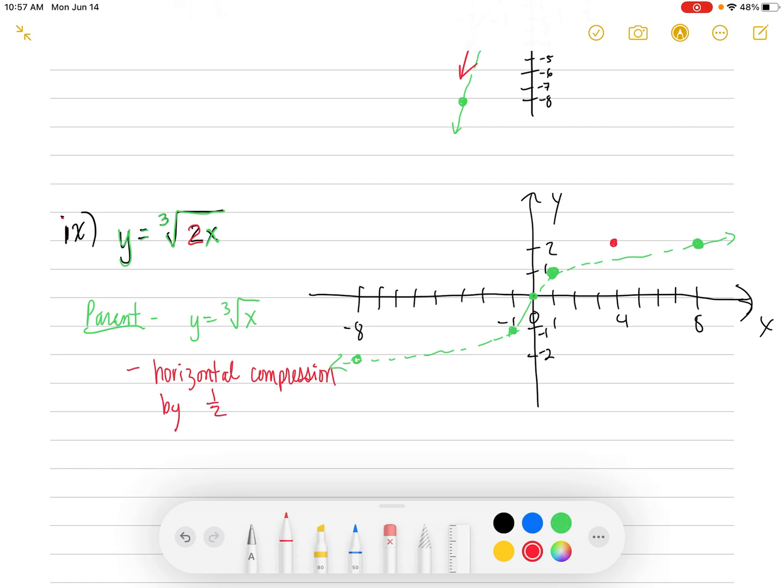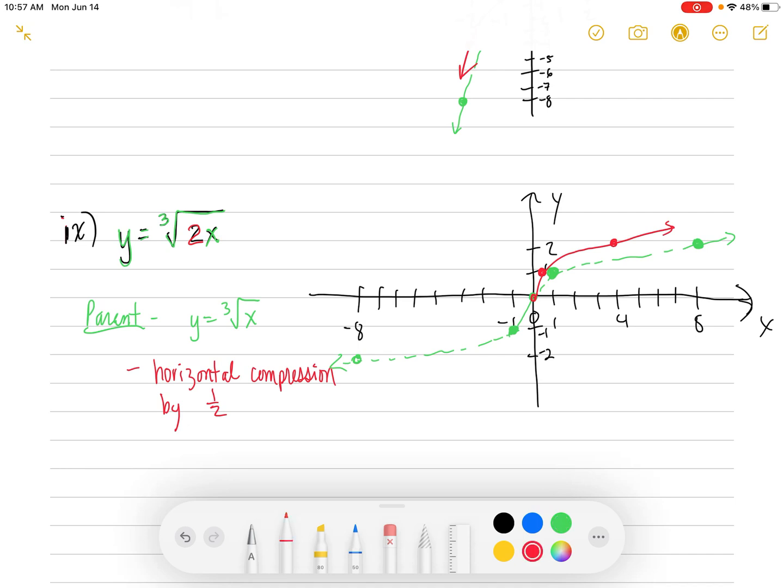Then I'm going to go to my next point, which is here at 1, 1. And I'm going to multiply the x-coordinate 1 by 1/2, and I'll get 1/2. So I'll get 1/2, 1. So that'll be back here. Now 0, 0, that's the origin, the center. The x value is 0, so I multiply 0 by 1/2 and I get 0. So I still have 0, 0. So the right side looks like this. So everything got compressed horizontally by a factor of 1/2.